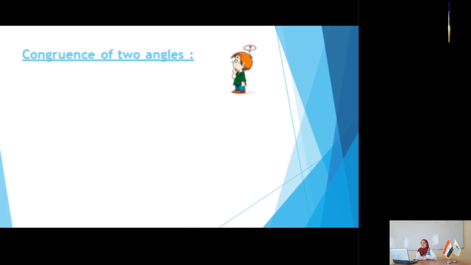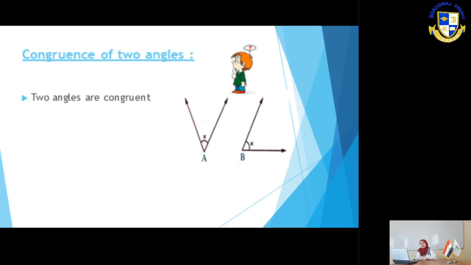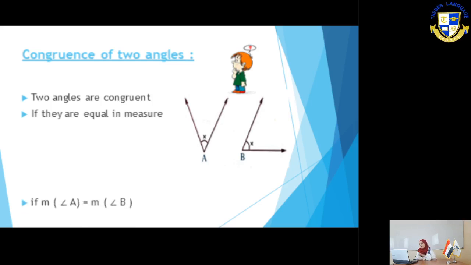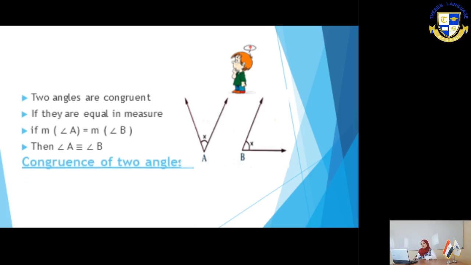Congruence of two angles. The angle has a measure, so we can say two angles are congruent if they are equal in measure. Don't say an acute angle is congruent to an obtuse angle. Two acute angles are congruent if they have the same measure. So here we can say if measure of angle A equals measure of angle B, then angle A is congruent to angle B. Let's move to slide number 4.